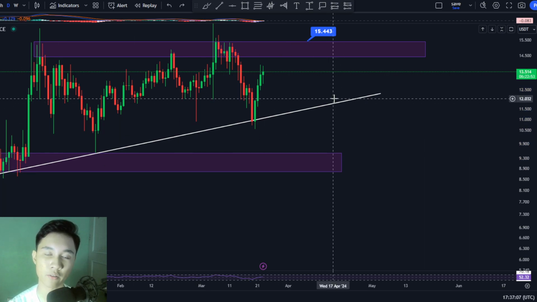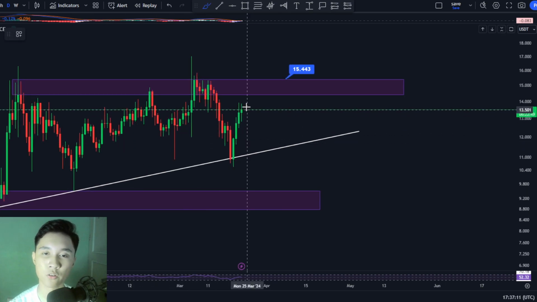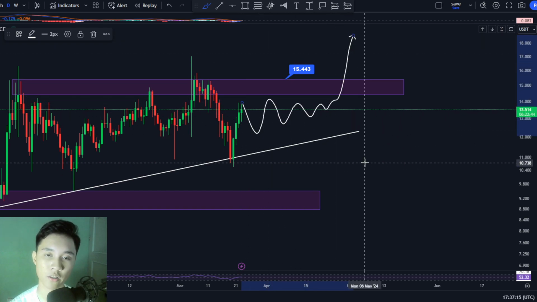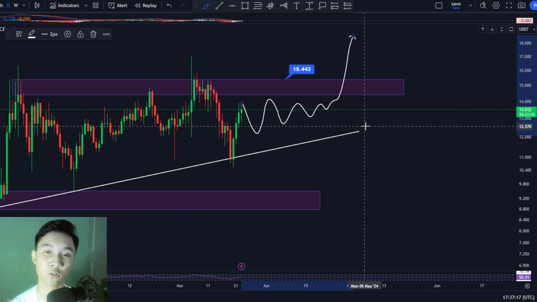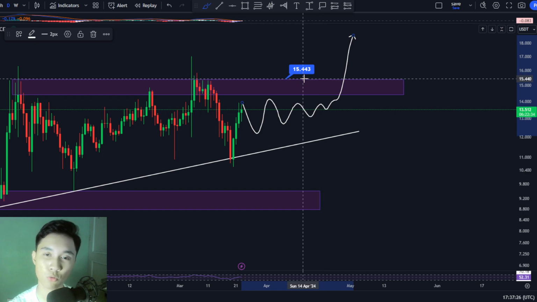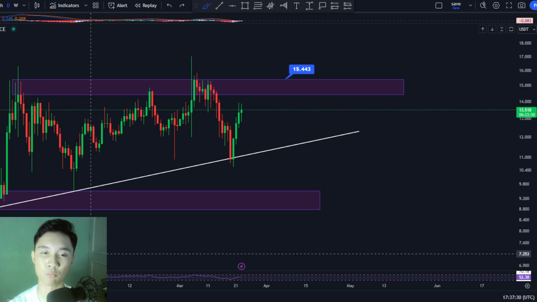But again, like I've said, I think it's more probable that we're going to see ICP consolidate right here between support and resistance and have a break to the upside. That's what I'm expecting, but of course, I could be wrong. None of this is financial advice. Right now in crypto, we're talking about probabilities, and in my case, I believe it's more probable that we see a break to the upside because everything is flipping bullish in the crypto market.